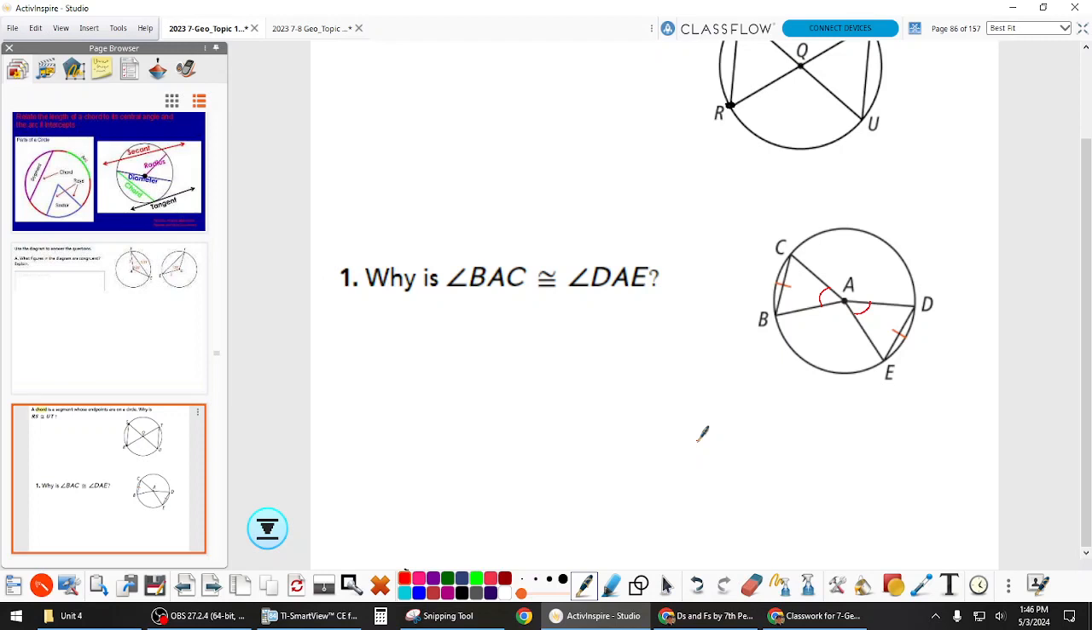It can't be vertical angles, because those lines are not straight. Like C to E has a bend in it, right? So they're not straight lines. But why are they congruent?